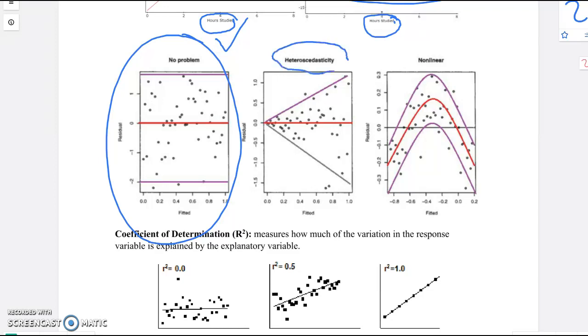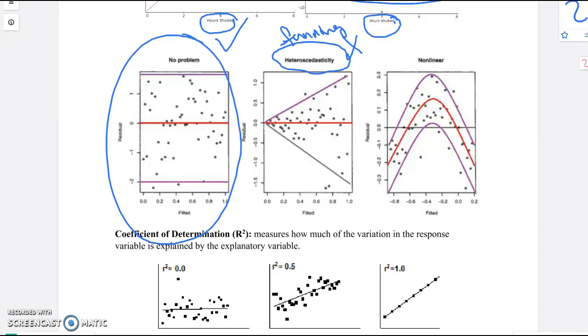Try to say that 10 times. Heteroskedasticity is just fanning. There's fanning in the data. Heteroskedasticity is not what we want. What we want is homoskedasticity. Don't really worry about what they are, but just know that whenever you see a fanning shape, you know linear regression is not appropriate. So if there's fanning, if there's heteroskedasticity, no, that's not correct.